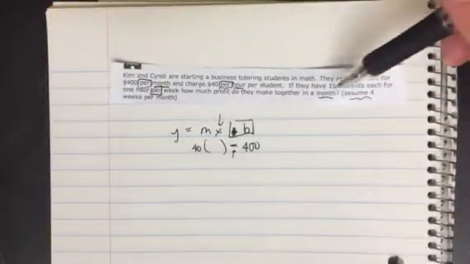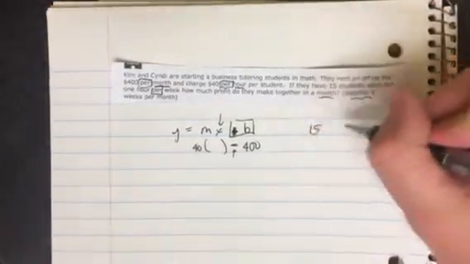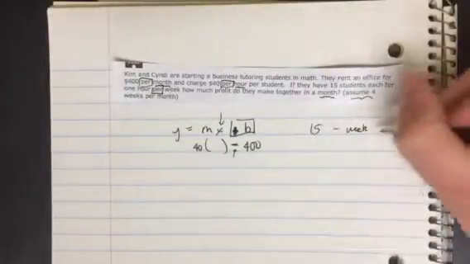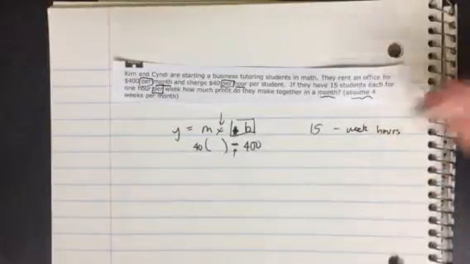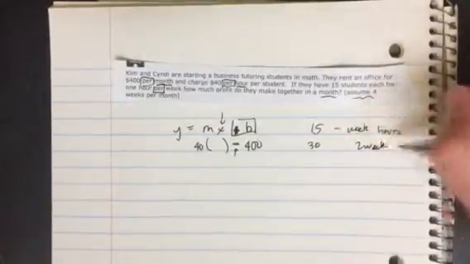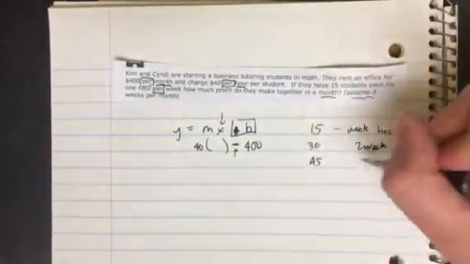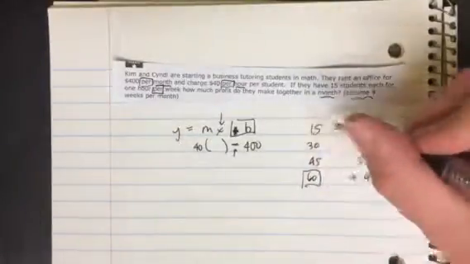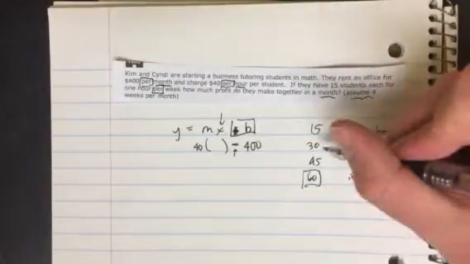That's important because if they do 15 students in 1 week, that means that's 15 hours total. In 2 weeks, they would have a total of 30 hours, right? Because they would double that. And then 45 in 3 and 60 in 4 weeks. So that 60 is going to go right in here because that's how many hours they're going to get in a month. So when they do the math, they get $2,400, a nice chunk of change.